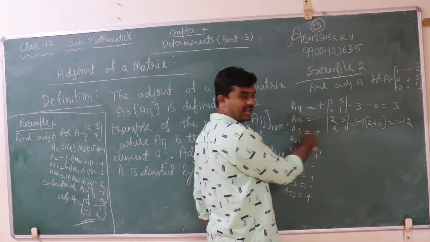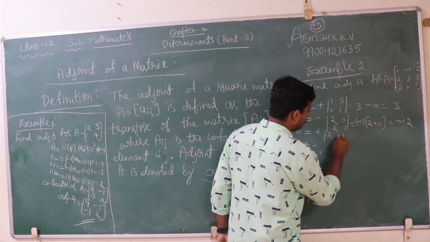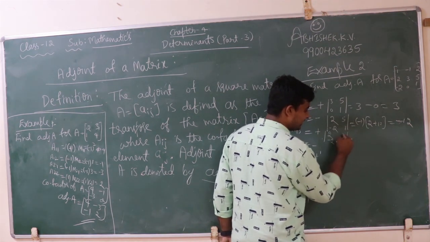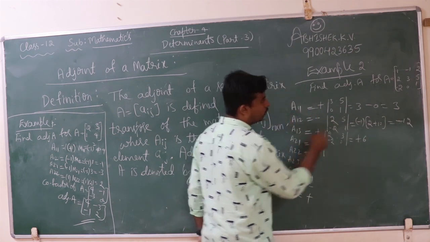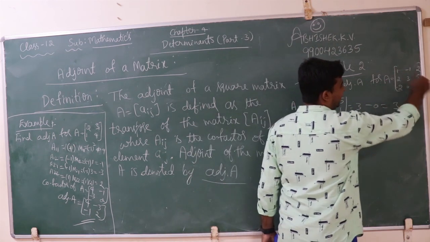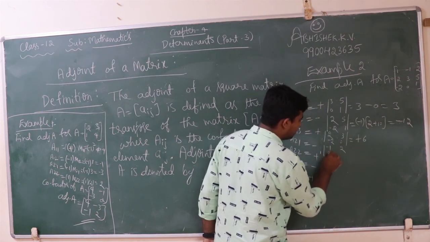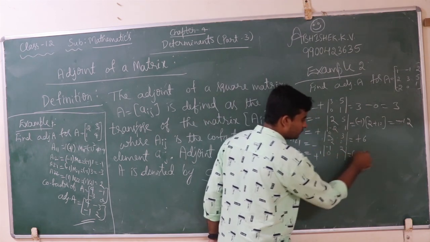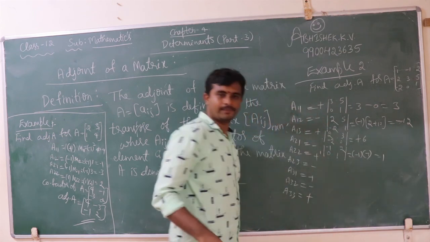Similarly for A13, that is first row, third column, remaining with 2, 3, minus 2, 0. This is equal to 2 zeros are 0. Minus into minus, plus 6. Then A21. Deleting the second row, first column, we are remaining with minus 1, 2, 0, 1. This is equal to minus 1 into 1, minus 0, that is minus 1 into minus 1, plus 1.